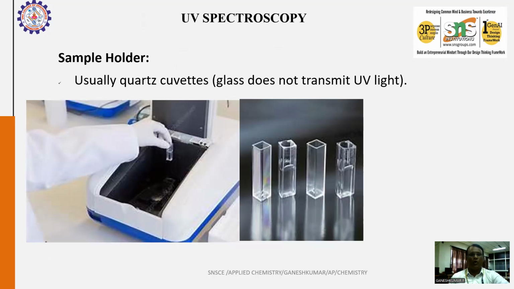Then the sample holders. The sample holder is usually a quartz cuvette. Glass does not transmit ultraviolet radiation, so we use quartz material, which is transparent to ultraviolet radiation, and the sample is kept inside.